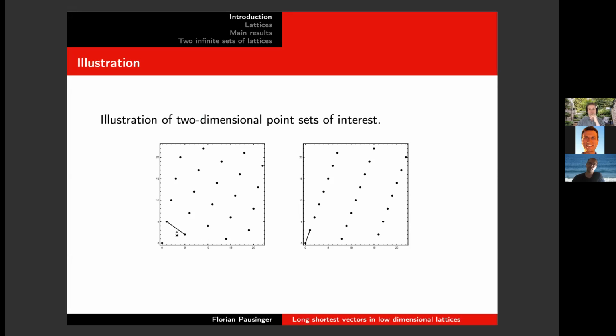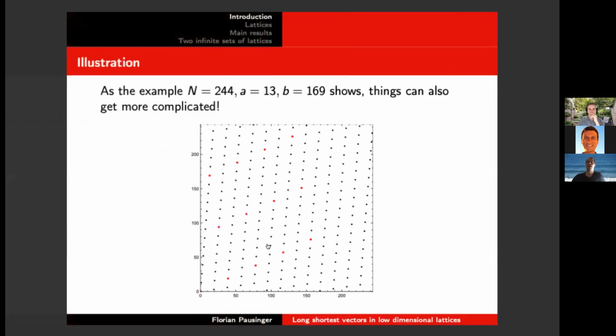This vector is not an element of the point set itself. You have here a point of the set and here a point. This is the difference, but it's not an element here.